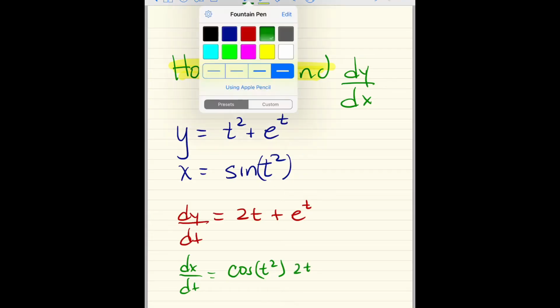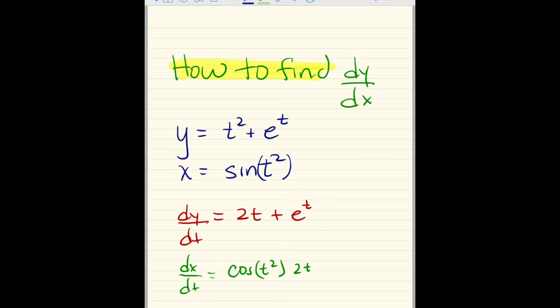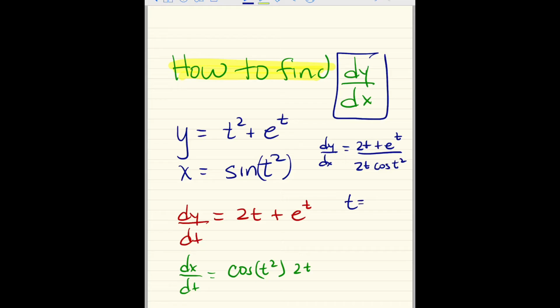Well, check it out. If you divide dy/dt by dx/dt, the dt's cancel, leaving you with dy/dx. So literally, that's all you have to do. You just have to say dy/dx is equal to 2t plus e to the t over 2t cosine t squared. Now, most likely they'll ask you at a specific time. So if they said at time t equals, let's say, 1, then you would put a 1 in there. And you can actually just leave your answer as 2 plus e over 2 cosine 1.